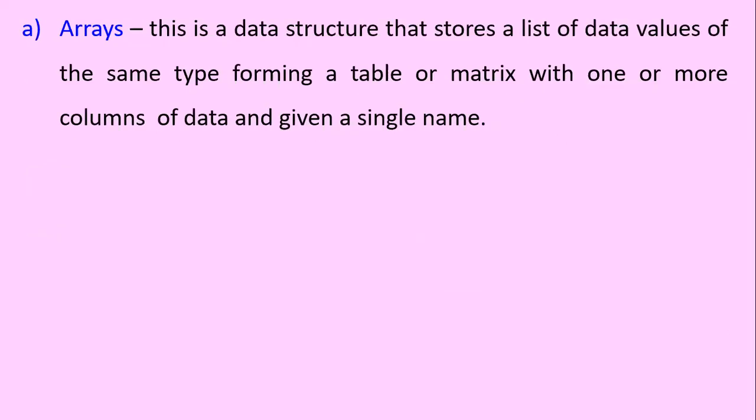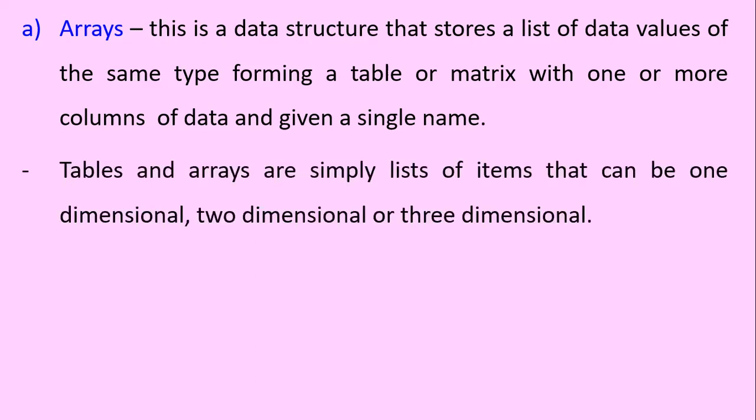Let's look at each of them at a time, commencing with the arrays. An array is a data structure that stores a list of data values of the same type, forming a table or matrix with one or more columns of data and given a single name. Tables and arrays are simply lists of items that can be one-dimensional, two-dimensional, or three-dimensional.